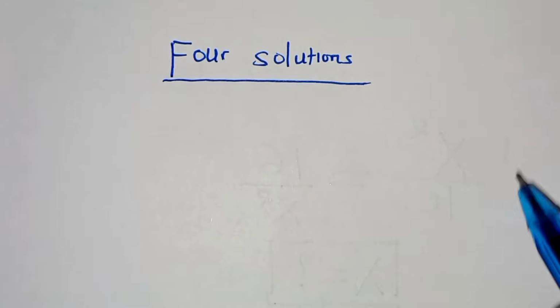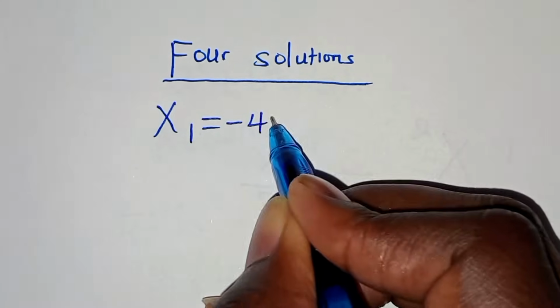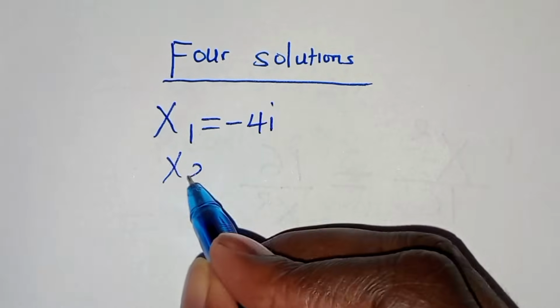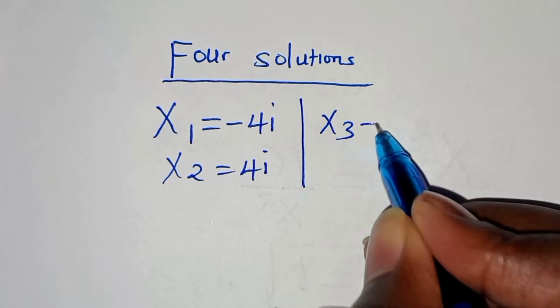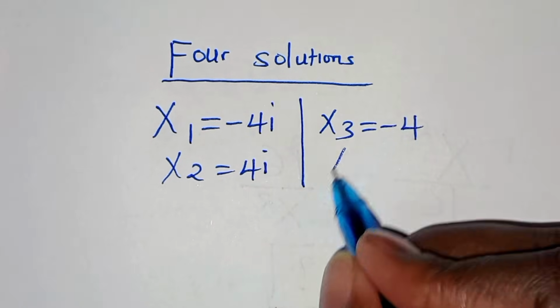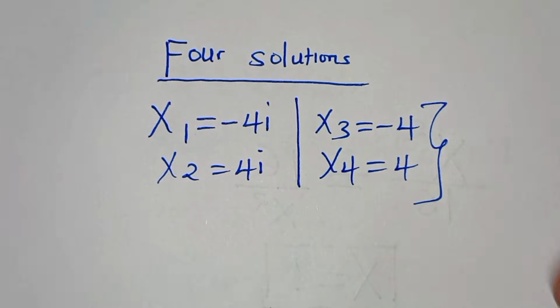Therefore, we have 4 solutions to this algebra problem. We have x1 is equal to minus 4i, x2 is equal to 4i, we have x3 is equal to minus 4, and x4 is equal to 4. So these are the four solutions here.